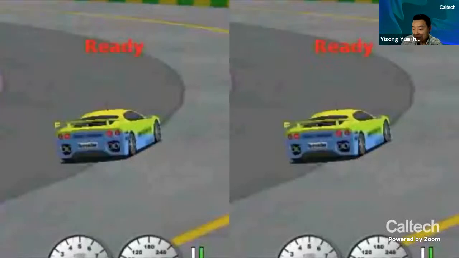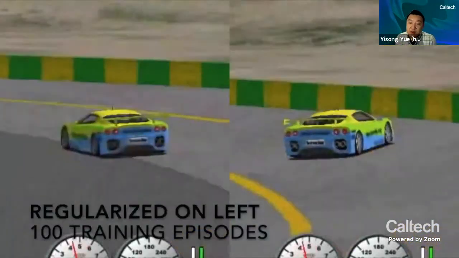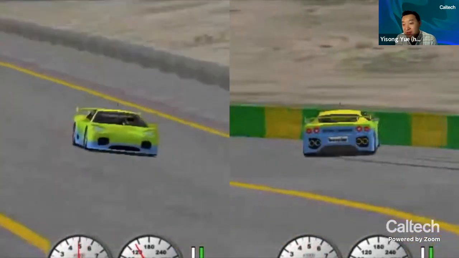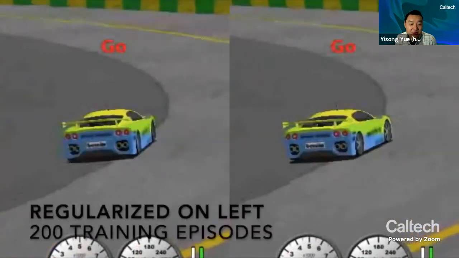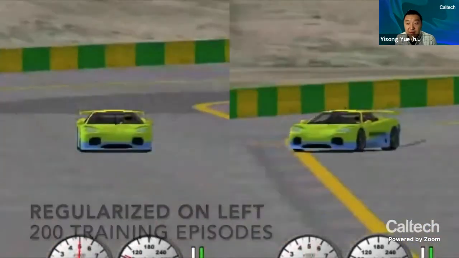And so here's just an example on the Torcs car racing simulator. On the left is our approach. On the right is the normal DDPG, which crashes very often, early and often when it starts learning. And our approach can learn to very efficiently complete a lap very quickly.